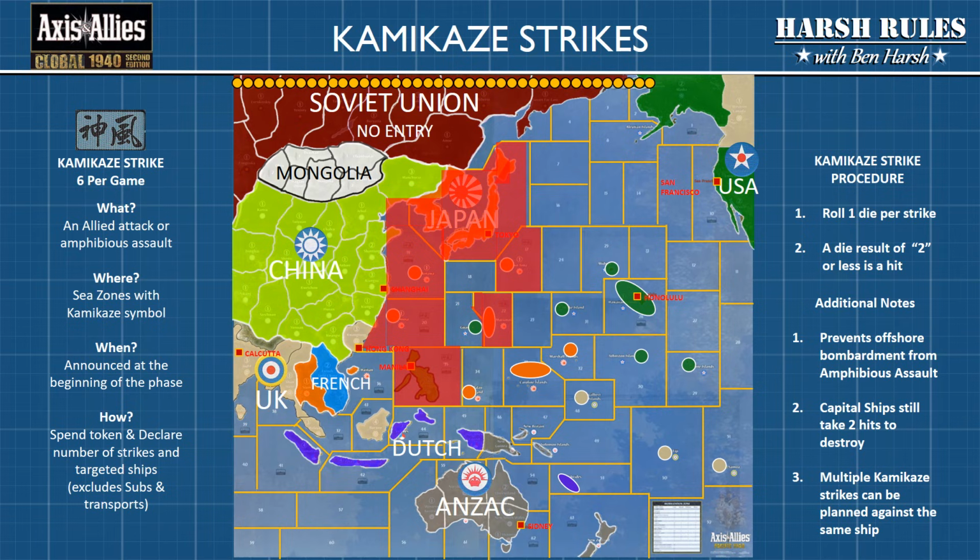Some additional notes on this maneuver. During an amphibious assault, a kamikaze strike is considered a sea battle, and this prevents offshore bombardment. Also remember that capital ships still require 2 hits to destroy. Capital ships can be targeted with multiple kamikaze strikes.